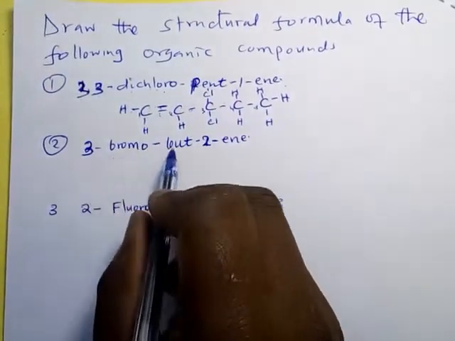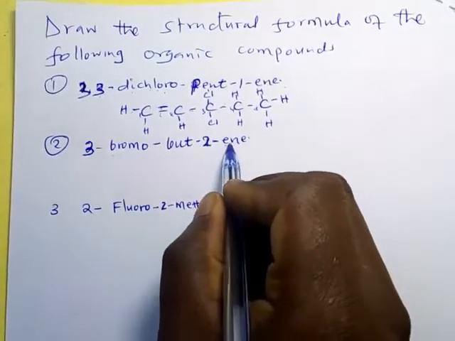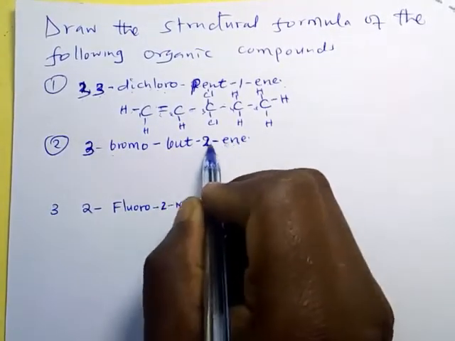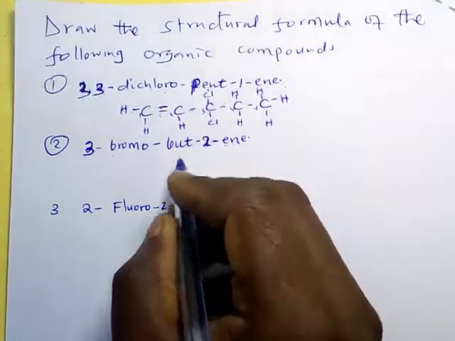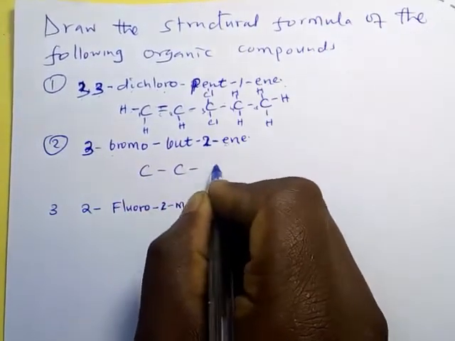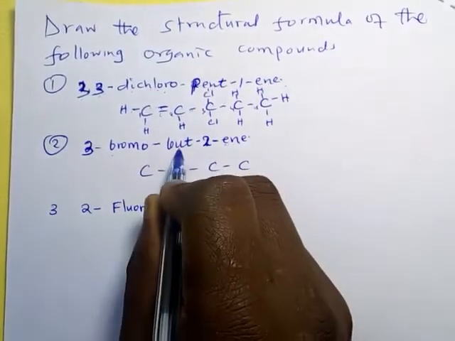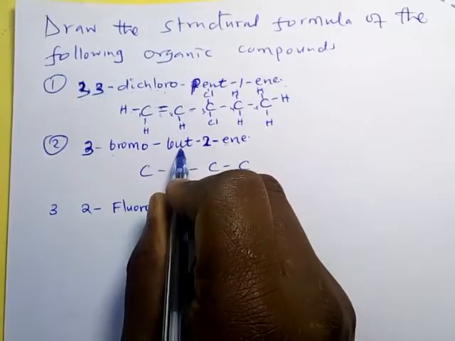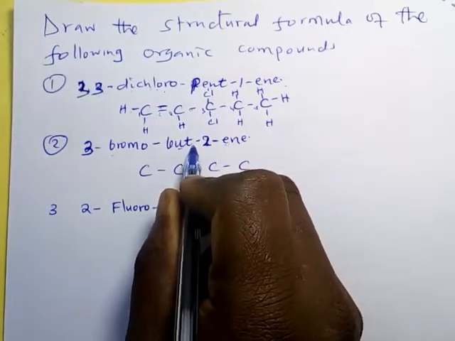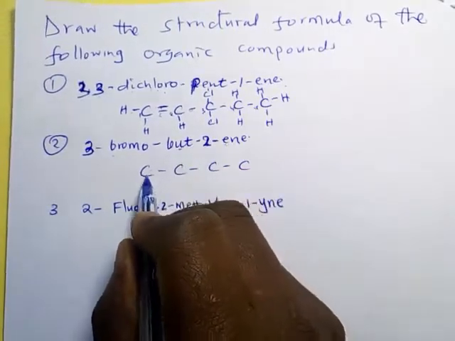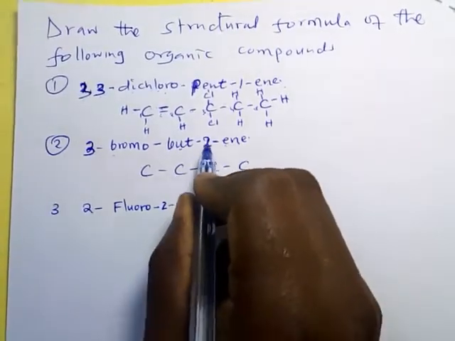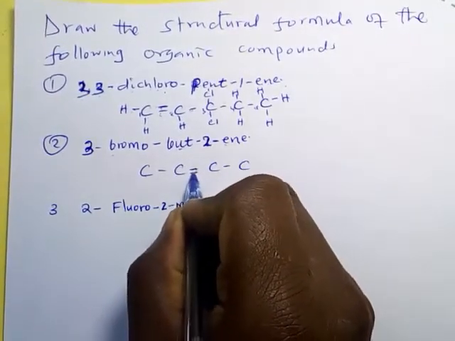We have another one here. We start here. It is an alkene. Therefore, it is a double bond. The double bond is on carbon number 2. Very important. 1, 2, 3. Butane is the parent name. But it means butene. It means 4 carbon atoms. 1, 2, 3, 4. The double bond is on carbon number 2.